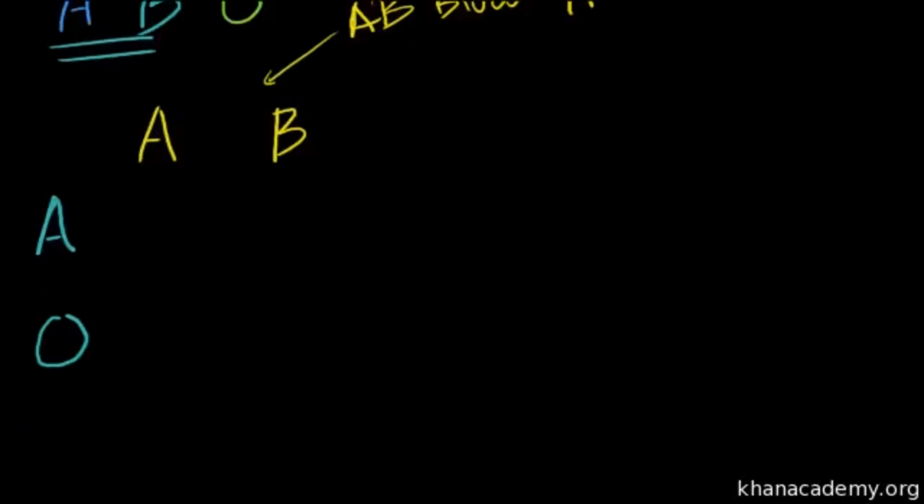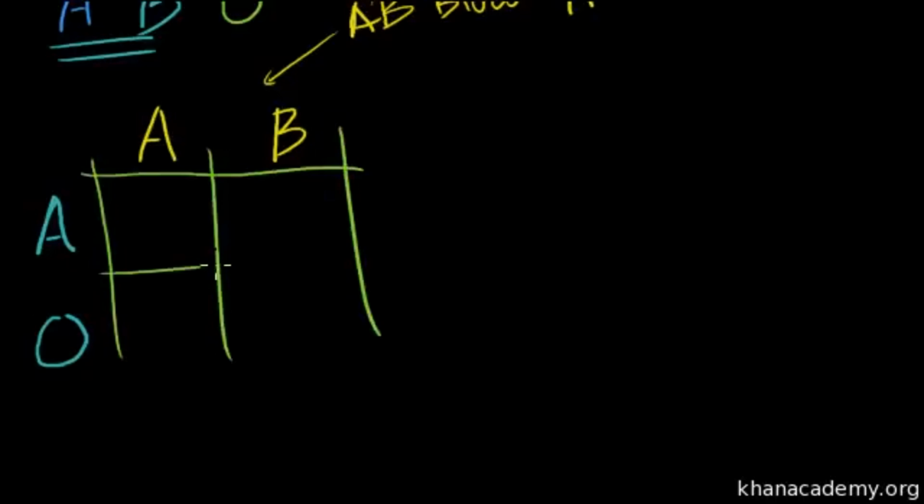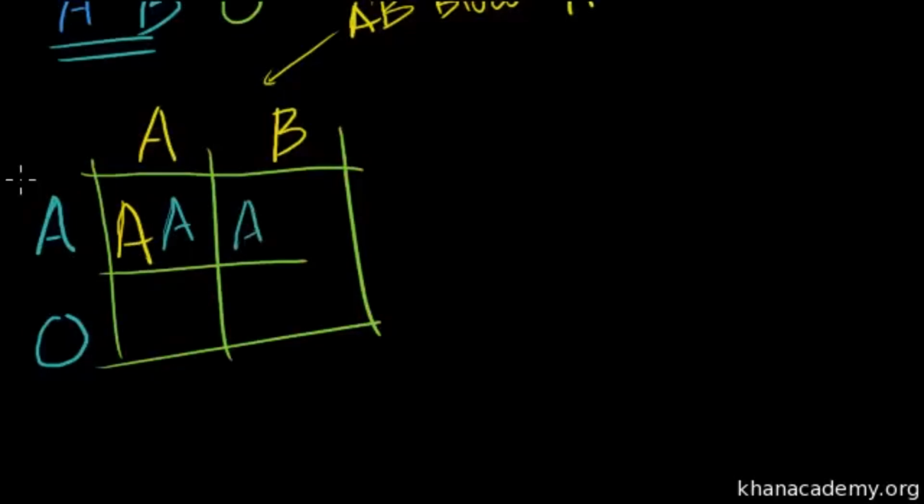So what are all the different combinations for this couple right here? You could get this A and that A. So you get an A from your mom, and you get an A from your dad. Clearly in this case, you'll have an A blood type. You could get the A from your dad and the B from your mom, in which case you have an AB blood type. You could get the A from your mom and the O from your dad, in which case you have an A blood type, because this dominates that.